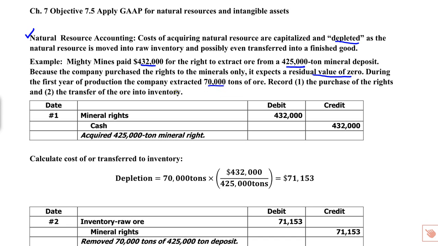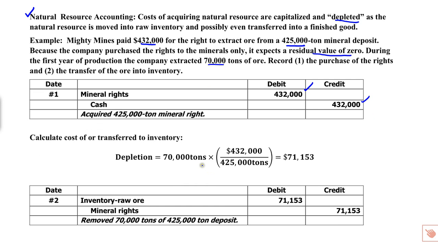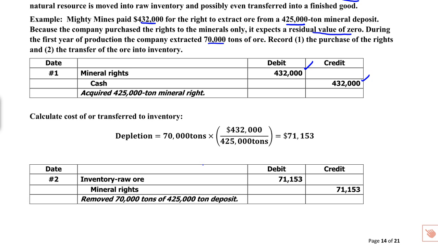During the first year of production, the company extracted 70,000 tons. Record the purchase of the rights, and then transfer the ore into inventory. So they buy the rights. All we have is a purchase price here, not a lot of complications. Mineral right asset, which would be classified as a long-term asset. Calculate the cost of ore transferred to inventory.